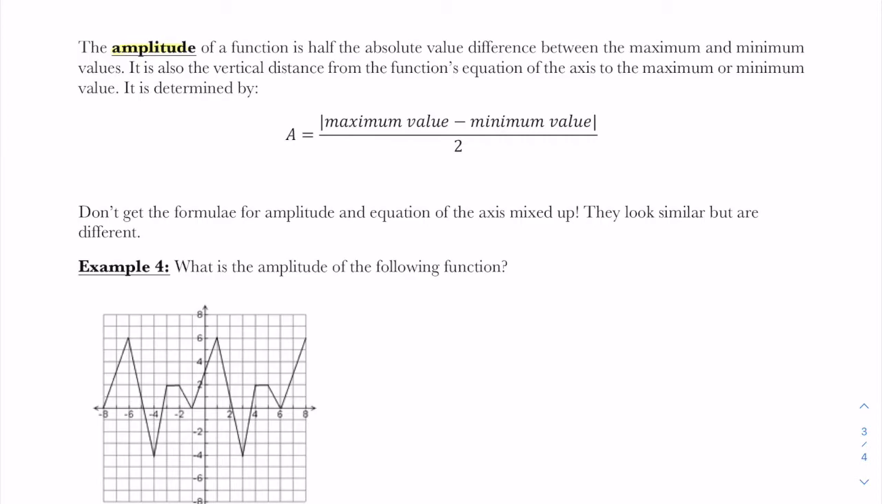I'll just sketch a sine function once again. The equation of the axis will be halfway between the max and the min, so that's the dotted line for the equation of the axis. And the amplitude is defined to be the distance from the dotted line to the maximum or to the minimum.